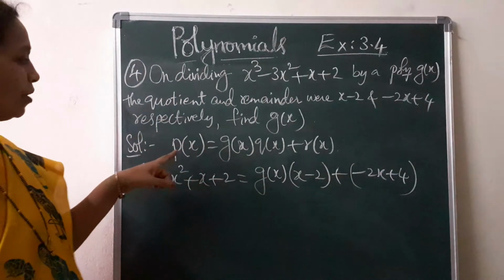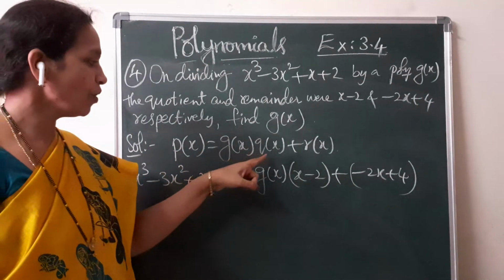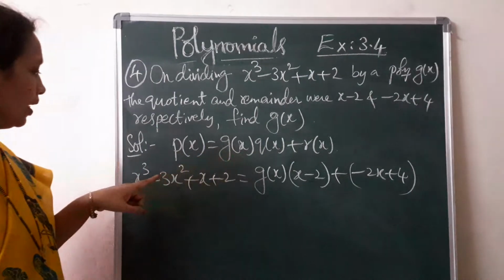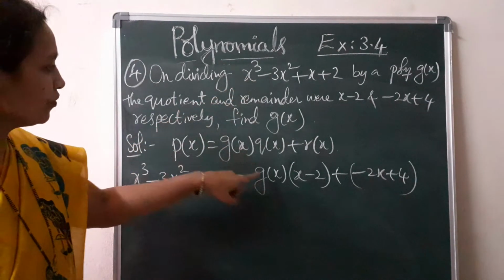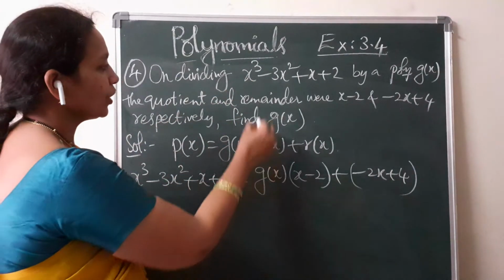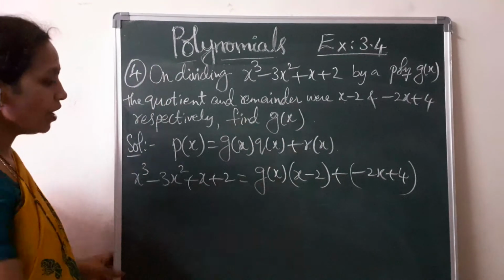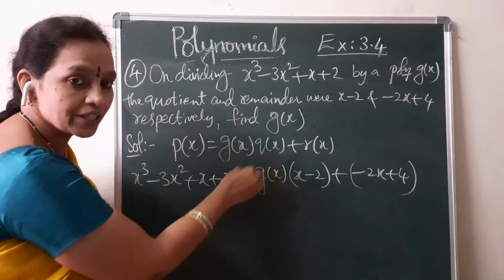But what do you know? P of x is equal to g of x into q of x plus r of x. This is the division rule in polynomial. If p of x is given and g of x is what we have to find out, and q of x is x minus 2 plus r of x is minus 2x plus 4. Now we have to find out g of x. You have to make the subject as g of x.